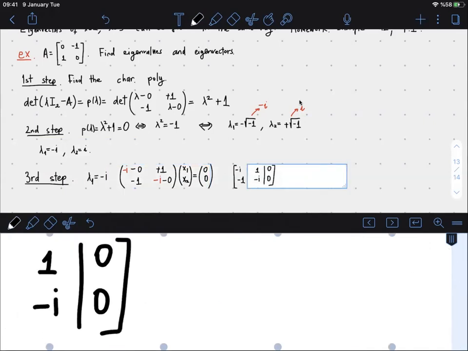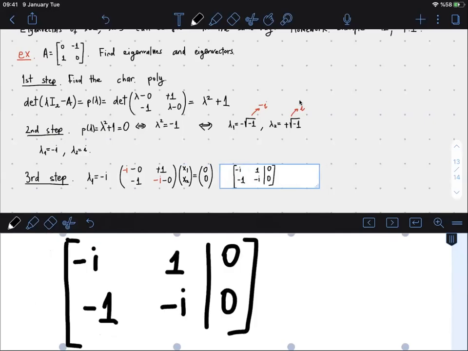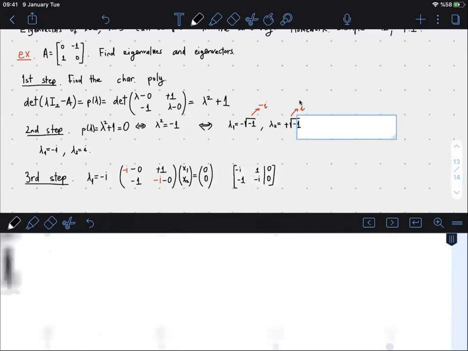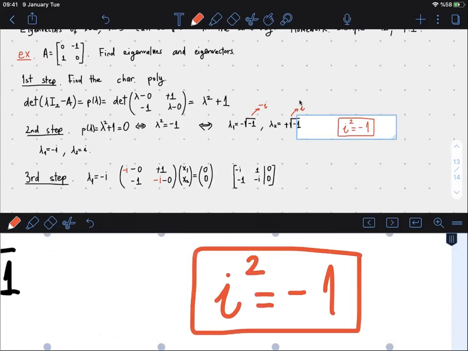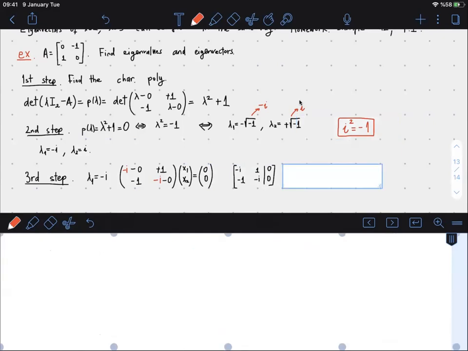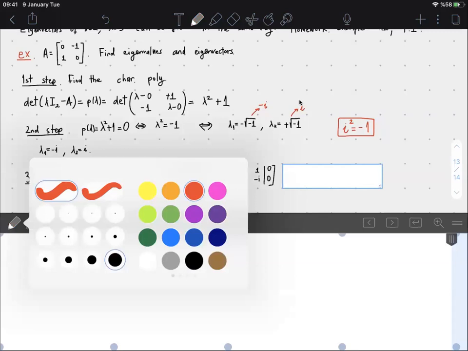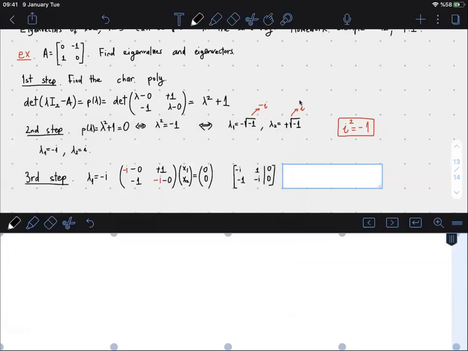So how do we solve this one? Basically the second equation, we are expecting it to be a multiple of the first equation. What is the important relation about the number I? I squared is -1. So if I multiply the first line by I, what do I get? I get minus I squared, which is +1. So I times the first row plus the second row to the second row.